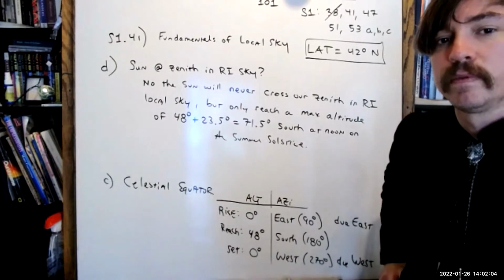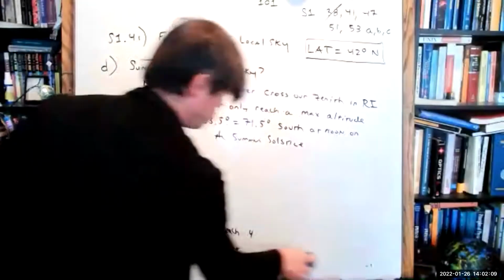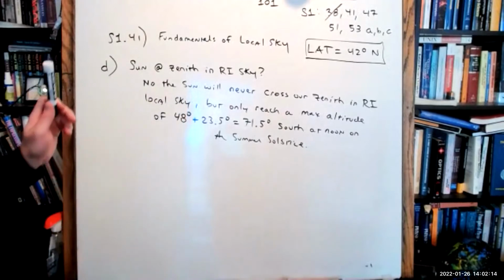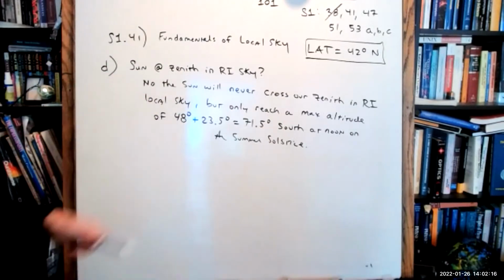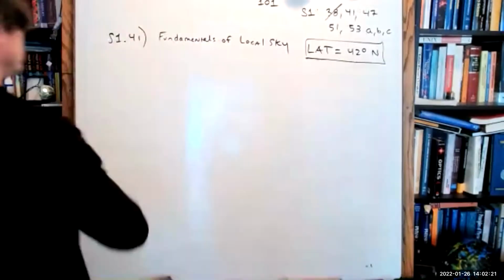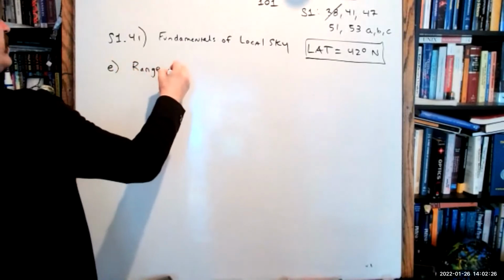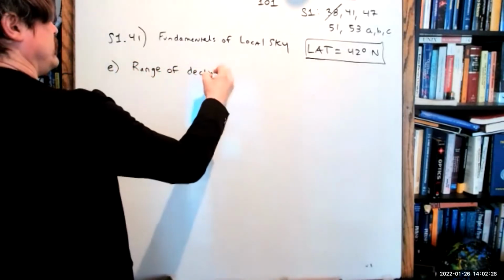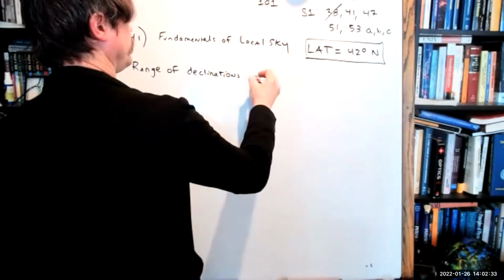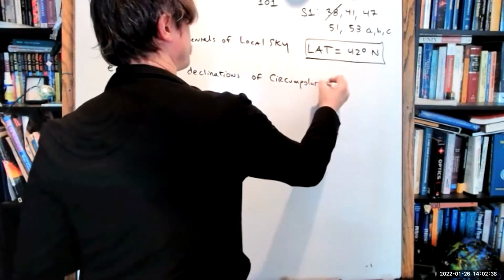You ready for part E? Hell, you know I am. What range of declinations make a star circumpolar in your sky? Okay, this is tricky, so we're going to have to erase here. I need this whole board for this. We're looking for a range of declinations of circumpolar stars.